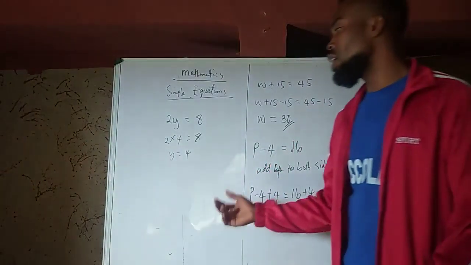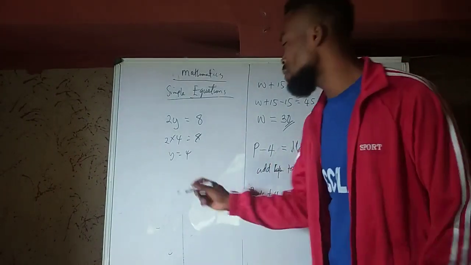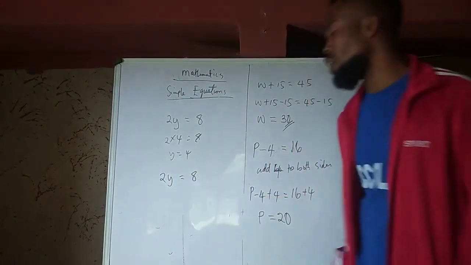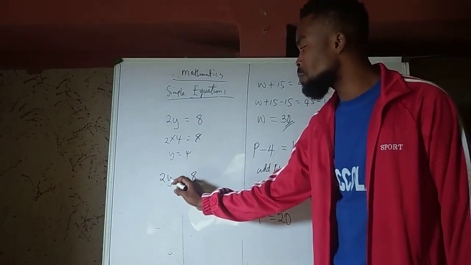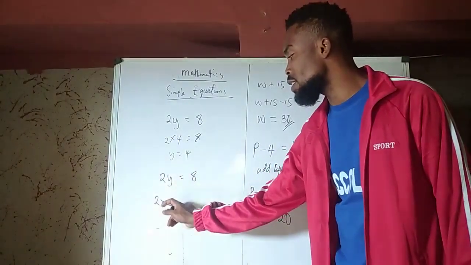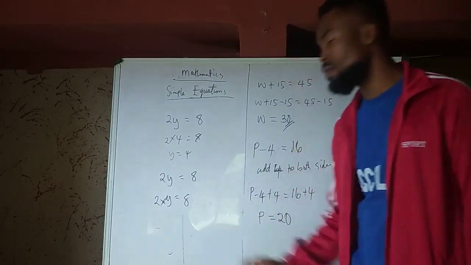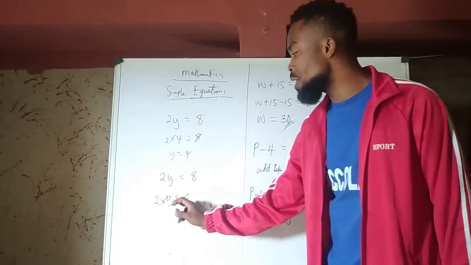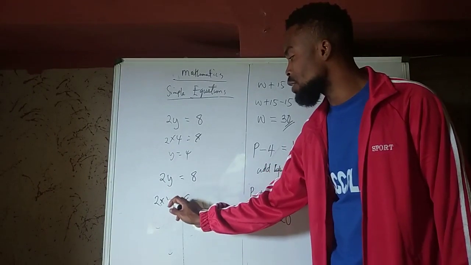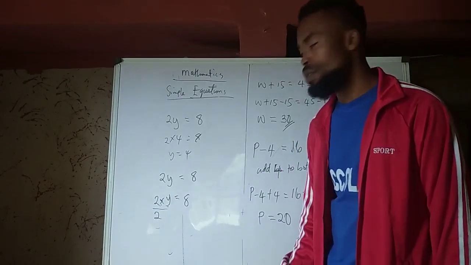In another way, we can decide to do this. Since we have 2y equals 8, this is a case of multiplication where we have 2 times y. This is like saying 2 times y equals 8. So if we want to make y stand alone, what we do is we divide here by 2.